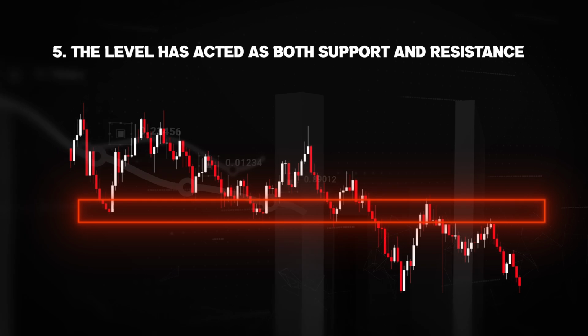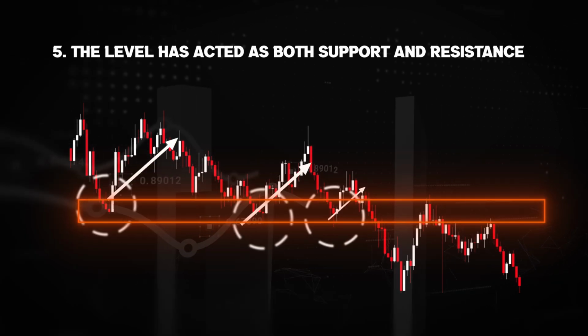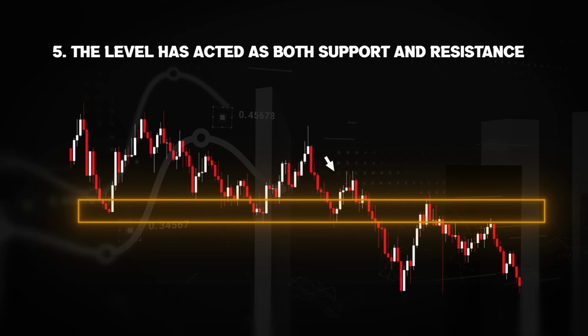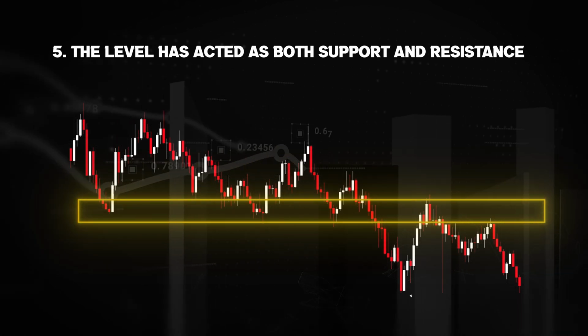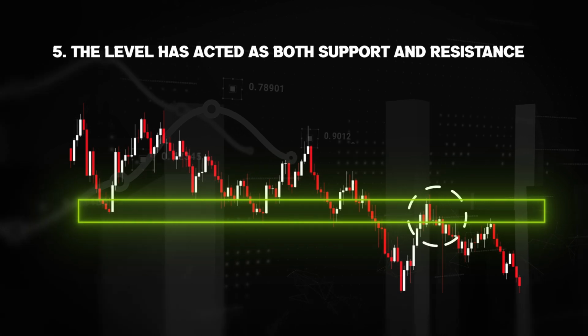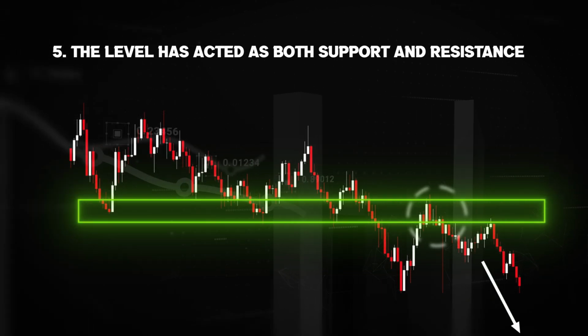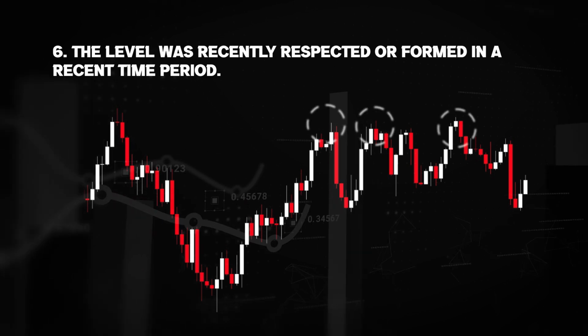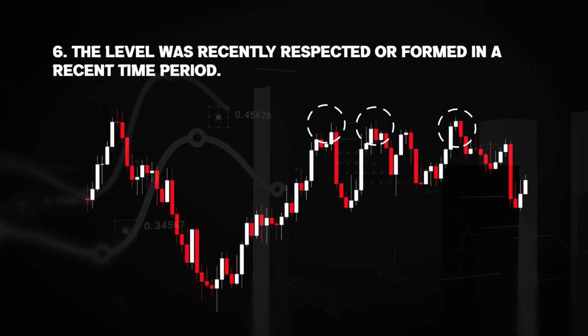Trait number 5, the level has acted as both support and resistance. Each time the price reached this support level, it reversed until it eventually broke through. Once it broke, the level turned into resistance. When the price came back up to this level, it hit and reversed again, demonstrating that this level served as both support and resistance.